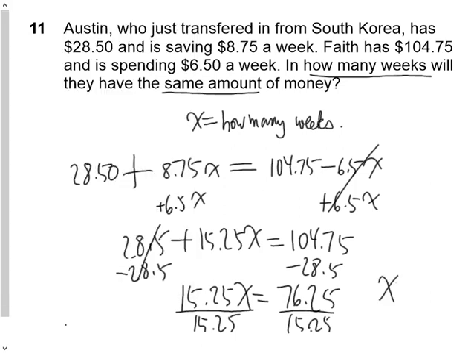So x equals 5. So what does this mean? This means since x is 5, in 5 weeks' time, if Austin starts saving $8.75 a week and starts with $28.50, and Faith, who has $104.75, keeps spending $6.50 a week, in exactly 5 weeks' time, they will have the same amount of money.